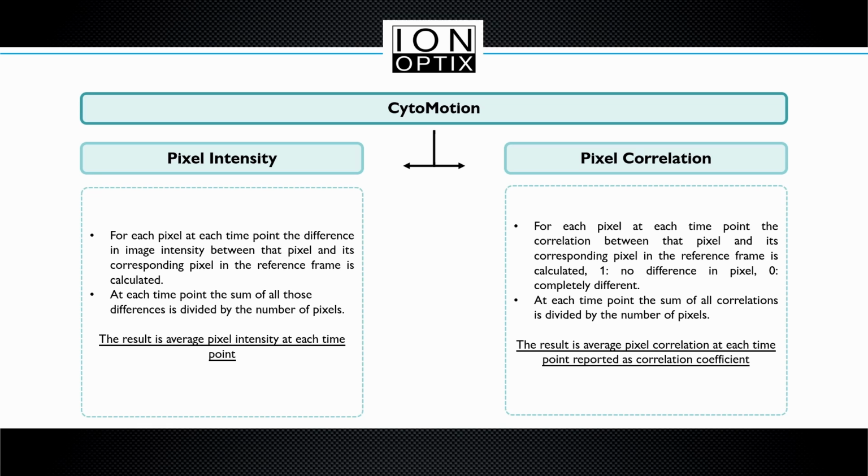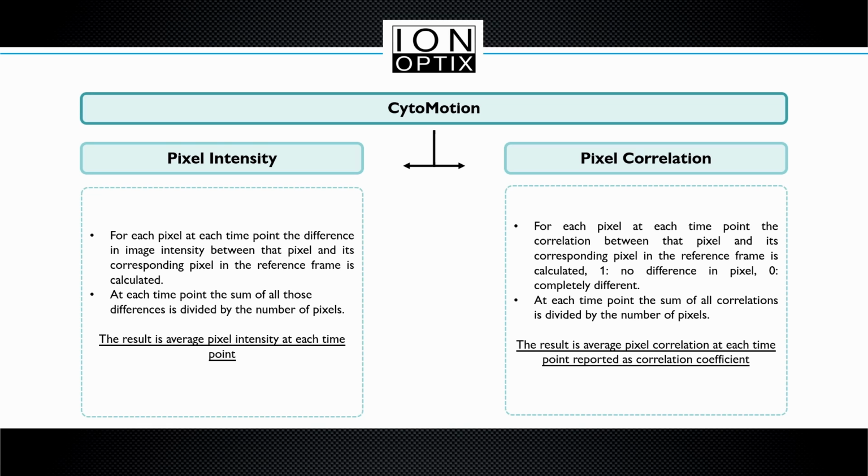For every pixel, at each time point, the software calculates the difference in image intensity between that pixel and its corresponding pixel in the reference frame. Also, at each time point, the sum of these differences is divided by the number of pixels, resulting in the average pixel intensity for that time point.